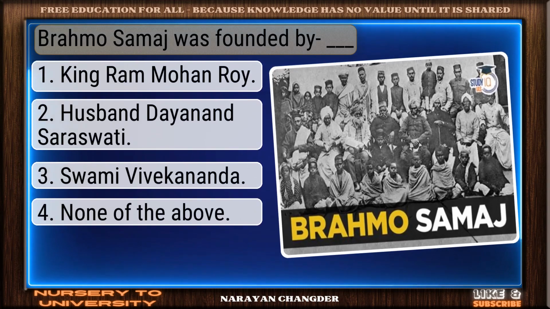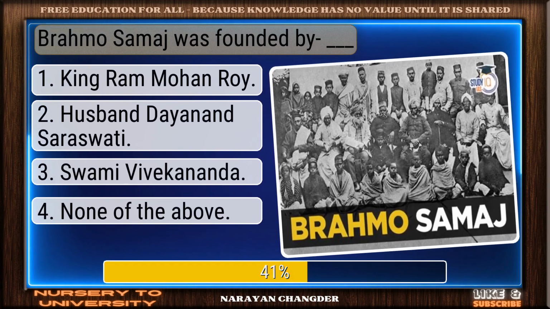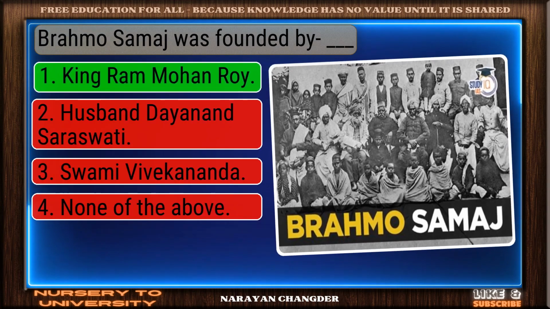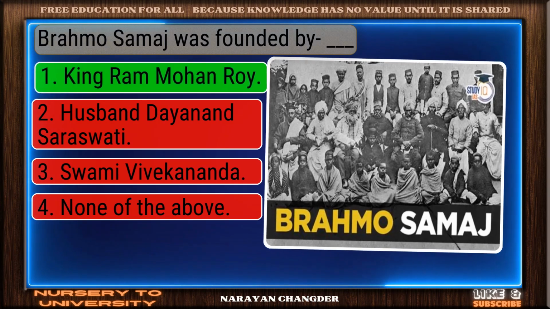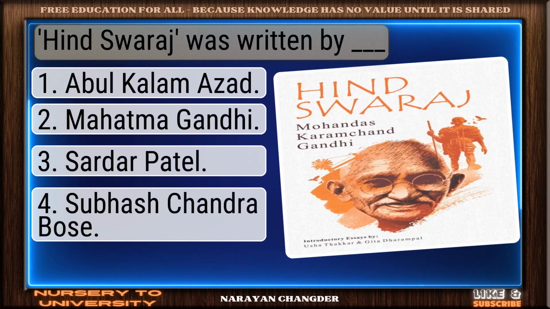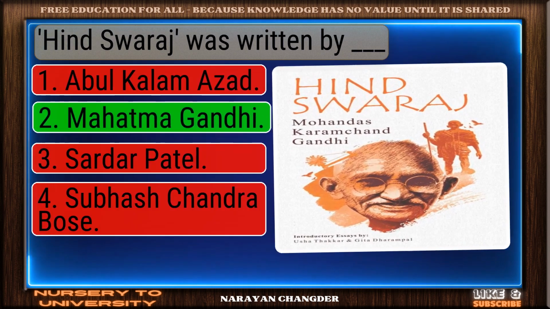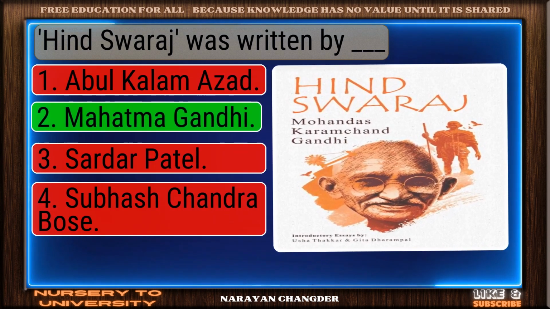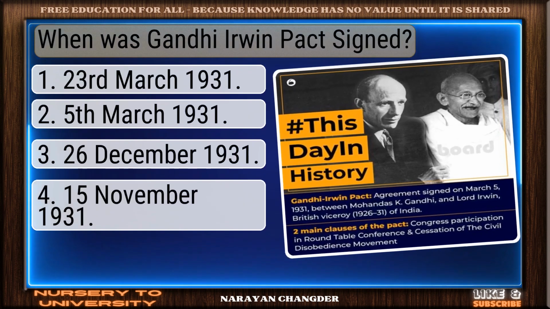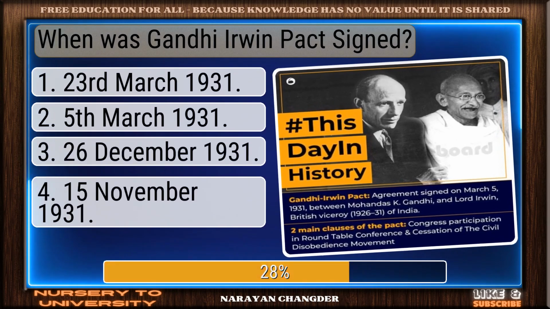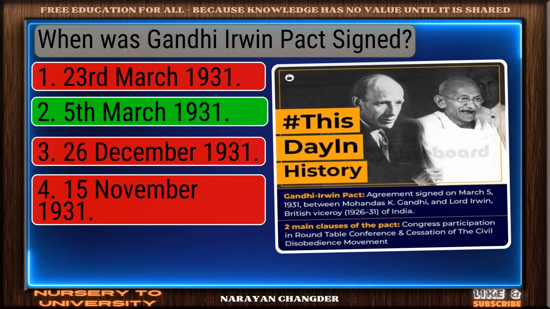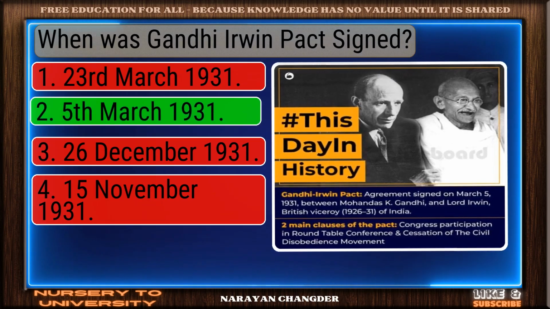Brahmo Samaj was founded by dash. Smart pick. Raja Ram Mohan Roy is correct. Hind Swaraj was written by dash. Great job. Mahatma Gandhi is accurate. When was Gandhi-Irwin Pact signed? You got it. 5th March 1931 fits.